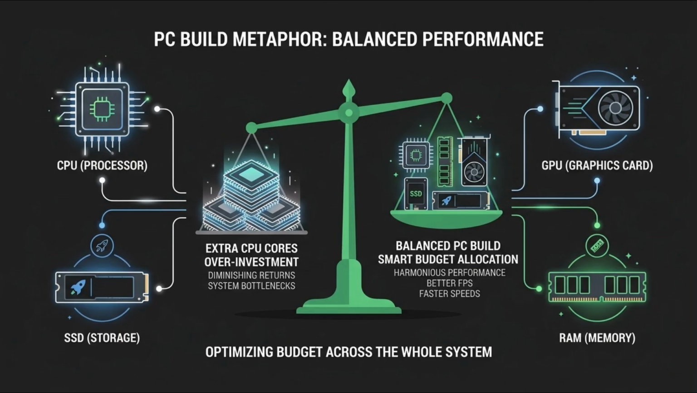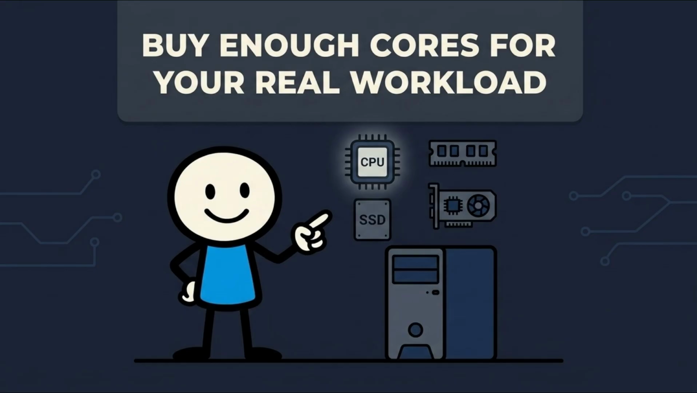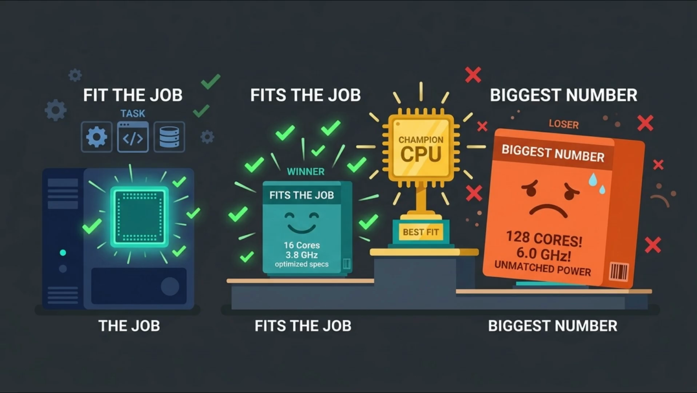Sometimes your money is better spent on more RAM, faster storage, or a better graphics card instead of extra CPU cores. So here is the simple rule. Buy enough cores for your real workload, then build a balanced system around it. The best CPU is not the one with the biggest number. It is the one that fits the job.